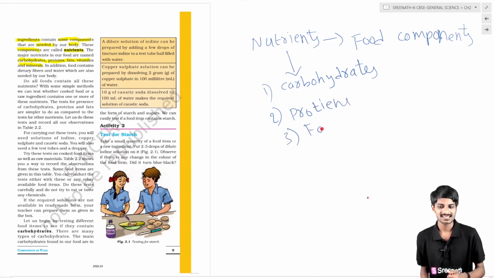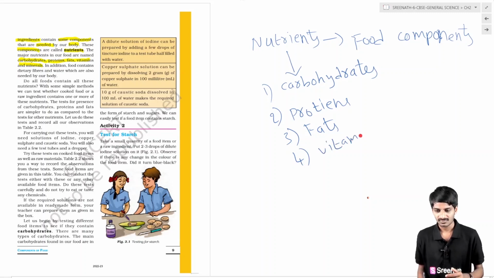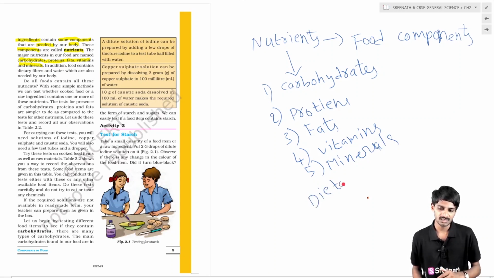Next one is the fats. It is also a basic food component which is needed by our body. We call them nutrients. The next one is the vitamins. Next one is the minerals. Apart from these nutrients, our body also needs dietary fibers and water.